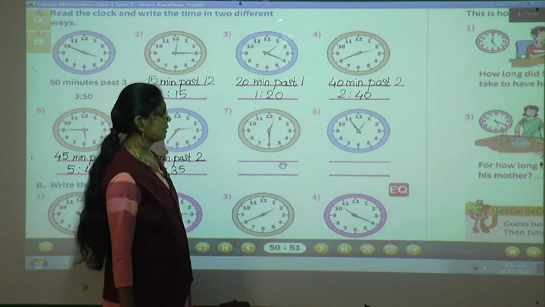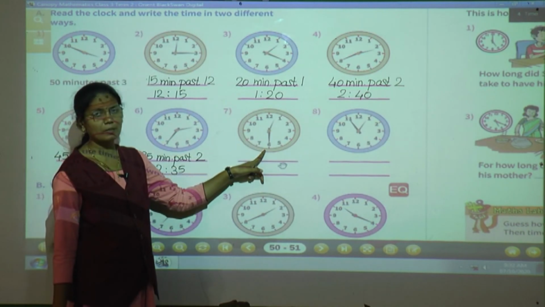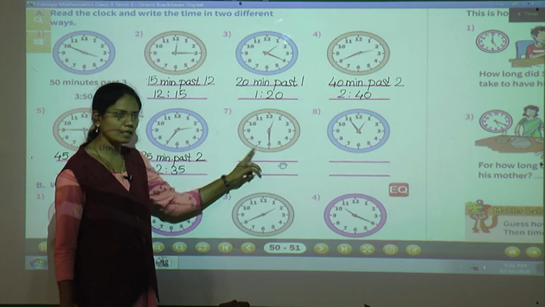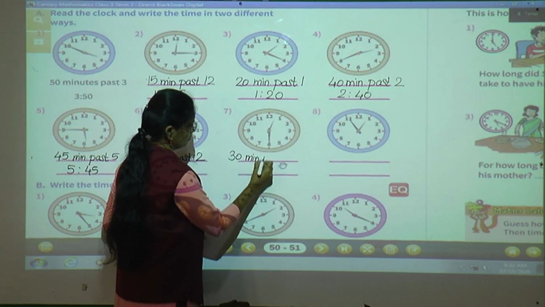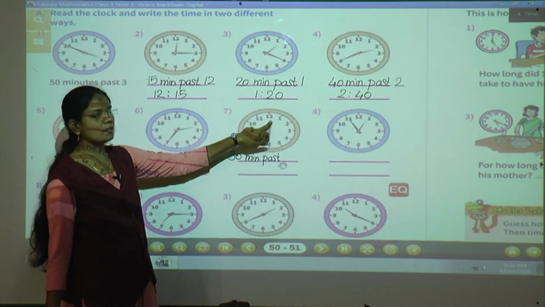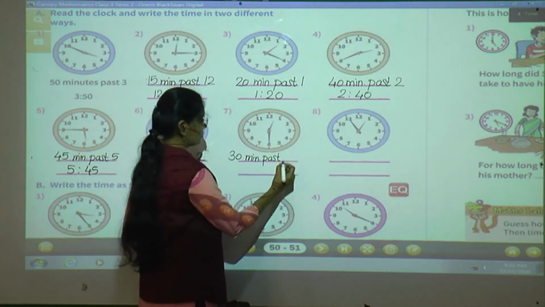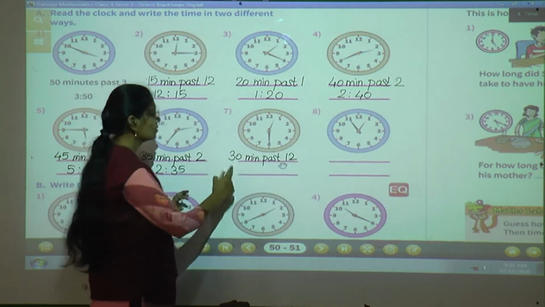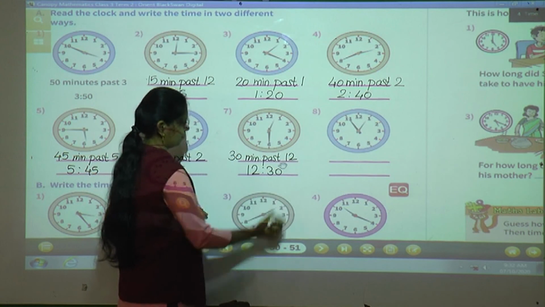See this 7th number. Where is the minute hand? It is on 6. So 6 into 5, 6 5s are 30. So right here 30 minutes past. Now what you will do? You will see where is the hour hand. It has crossed 12 number. So here we will write 12. 30 minutes past 12 means 12:30.